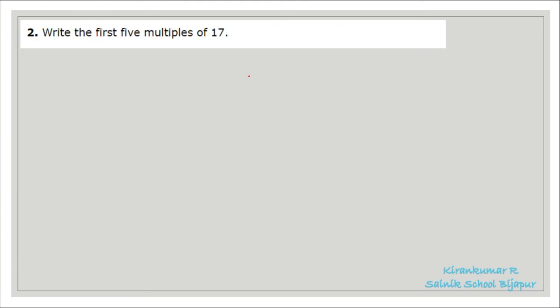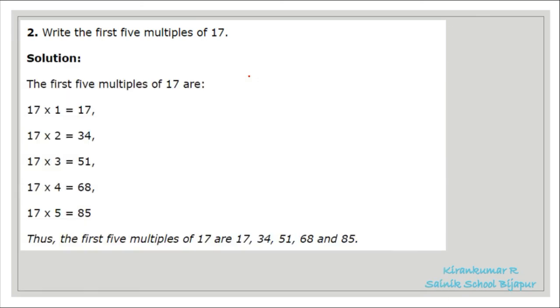One more question. Write 5 multiples of 17. To get the 5 multiples, I can multiply with 1, 2, 3, 4 and 5. And the result obtained is 17, 34, 51, 68 and 85.